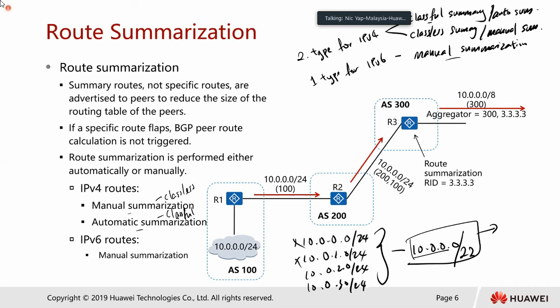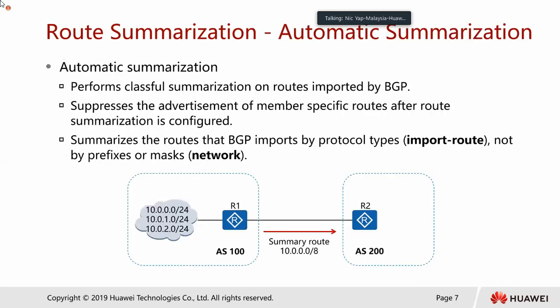So the next one we look into is the auto summarization. How does the auto summarization work in BGP? Under automatic summarization, there are certain things you need to follow. When you're using auto summarization, you have to make sure that this route has been imported into BGP. Okay, imported route. For imported routes, it will do the auto summarization.